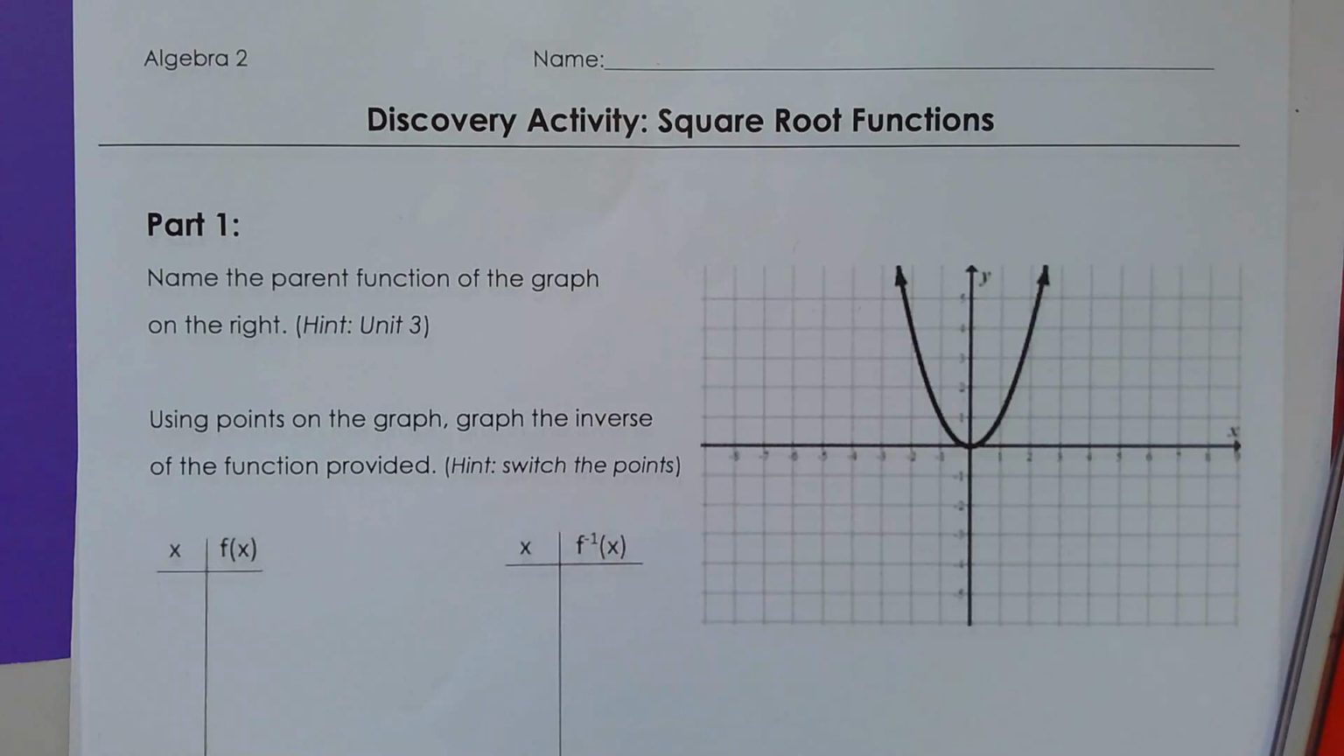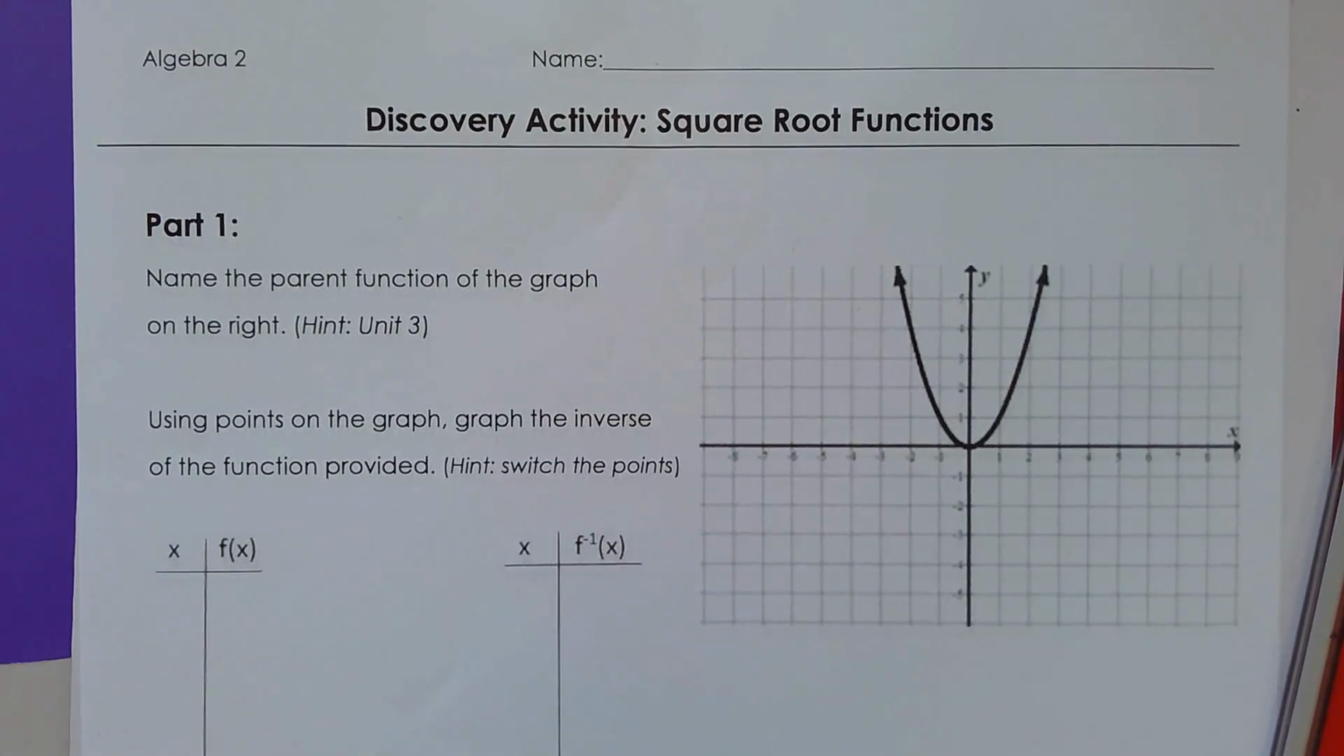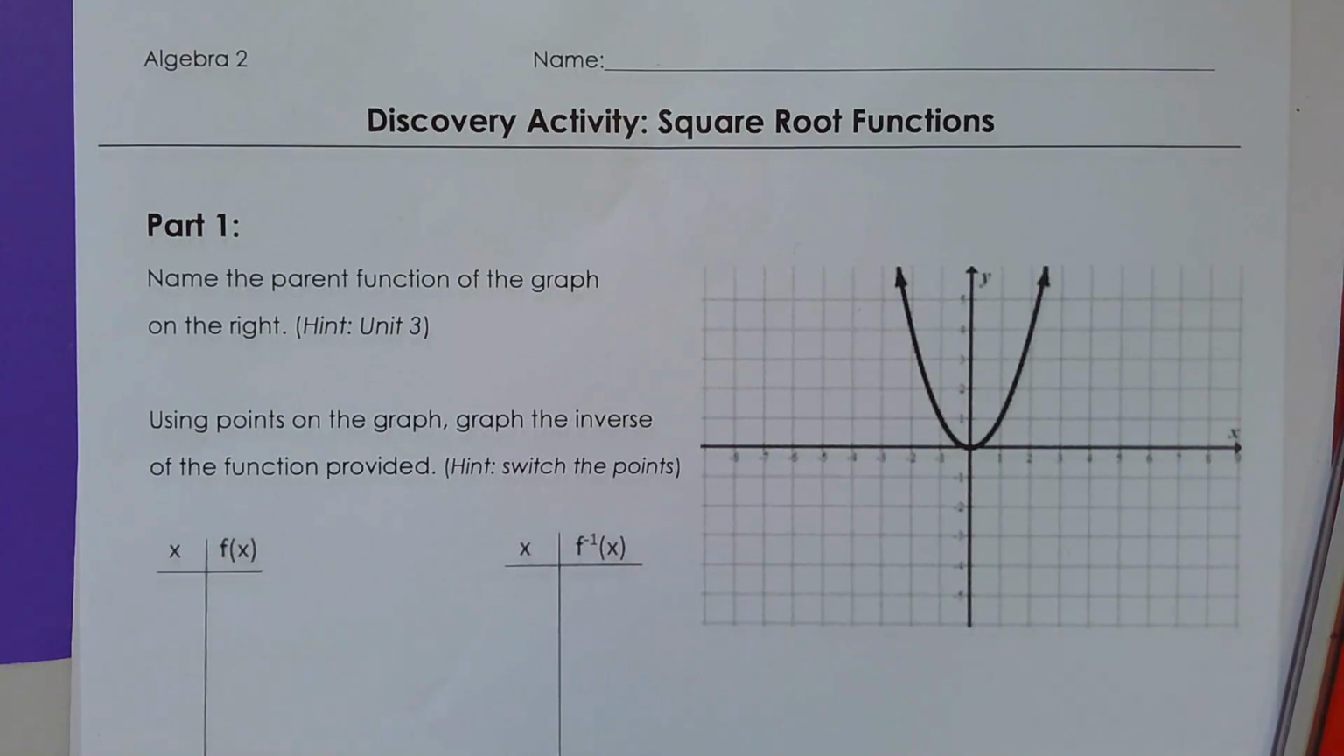This discovery activity for Unit 5, Lesson 1 is intended to be done on your own or with your table group. It should be review from things we did in the fall semester.